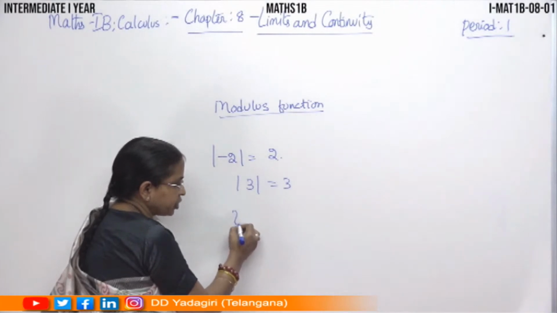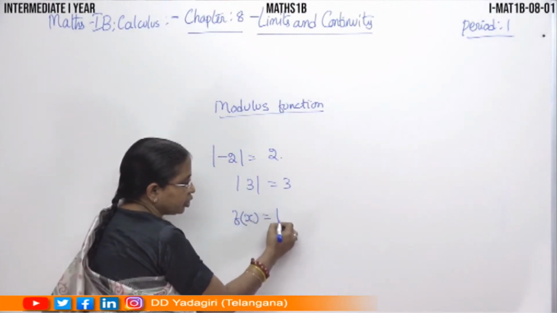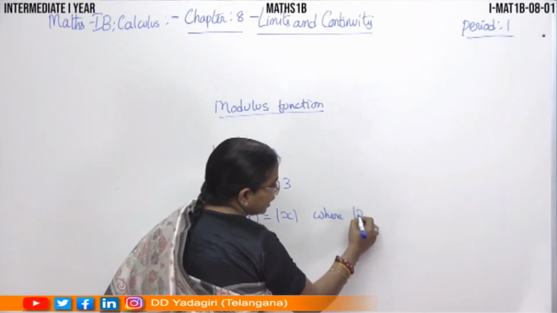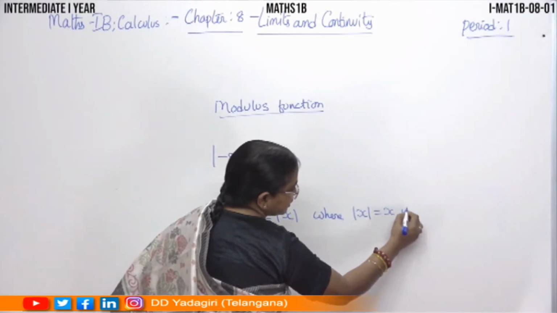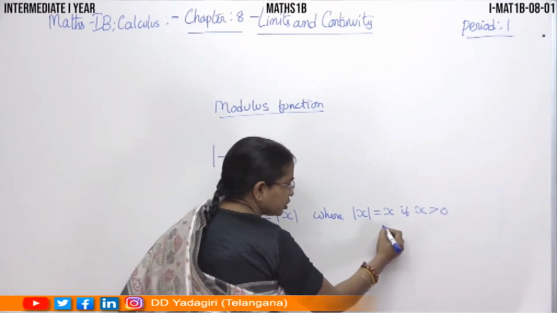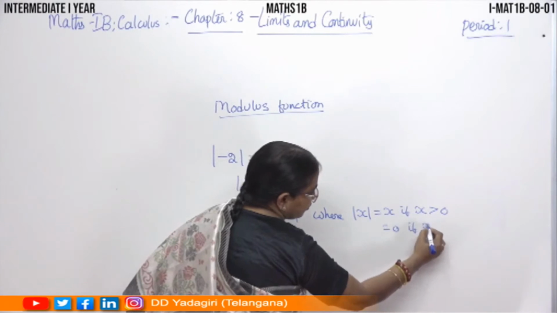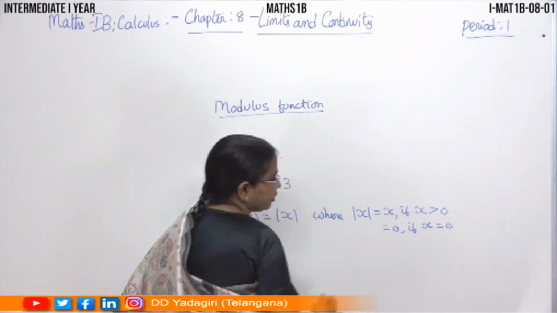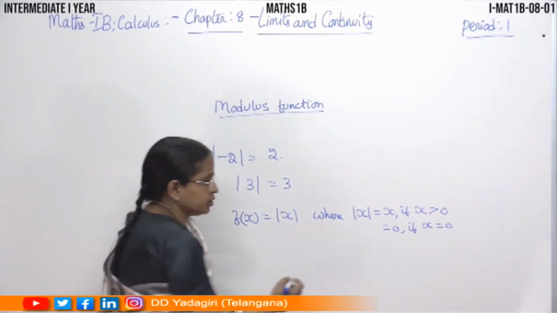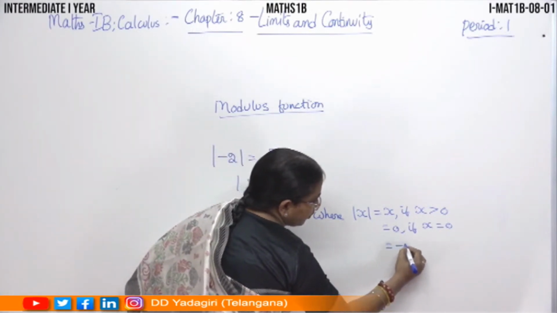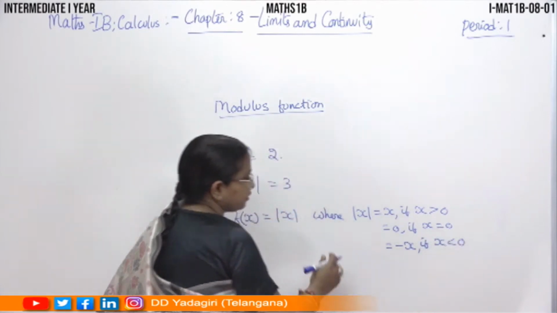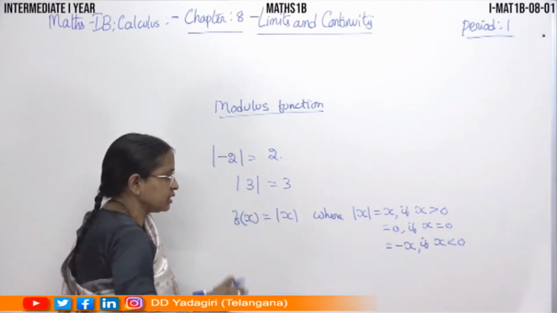Now the actual definition is like this. F of x is equal to mod x, where mod x value is x if x is greater than 0, and it is equal to 0 if x is equal to 0, and it is equal to minus x if x is less than 0.